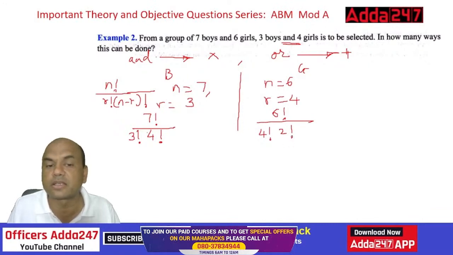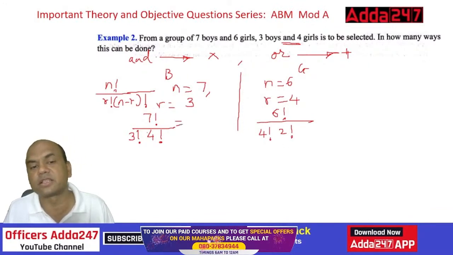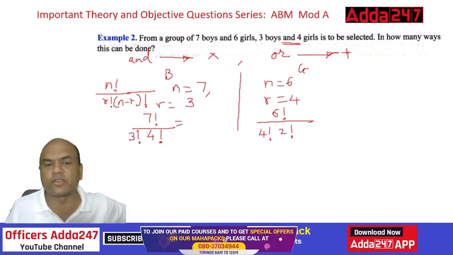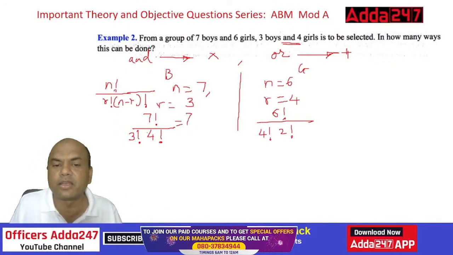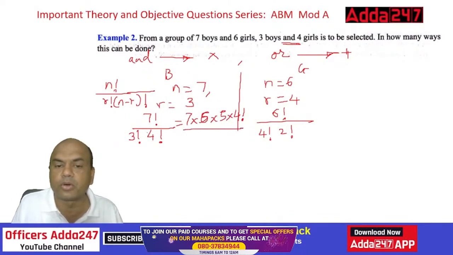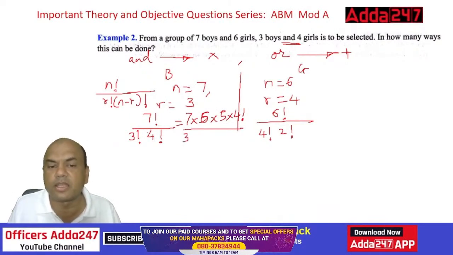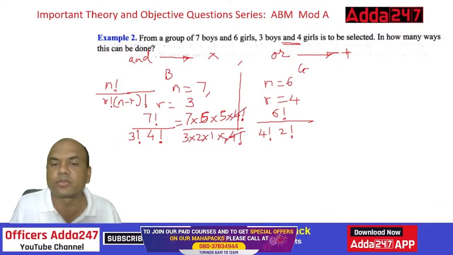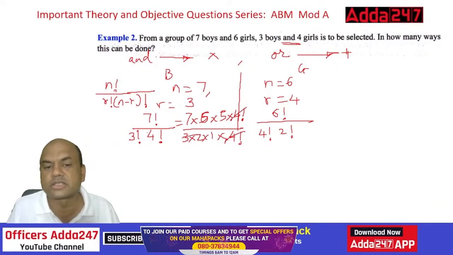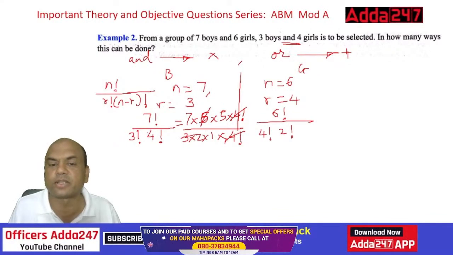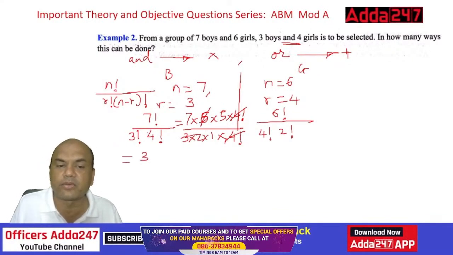So now get the answer. See here, you can directly cancel this now. Don't go on multiplying all these things. See here, 7 factorial means what? 7 into 6 into 5 into 4 factorial. The whole upon 3 factorial, which is 3 into 2 into 1 into 4 factorial only. So this 4 factorial gets cancelled. 3 into 2 is 6 and this 6 gets cancelled. 7 into 5 is 35. So the answer is 35 for the boys.